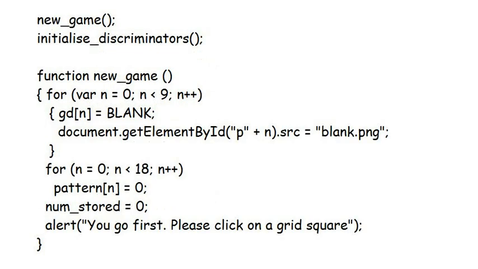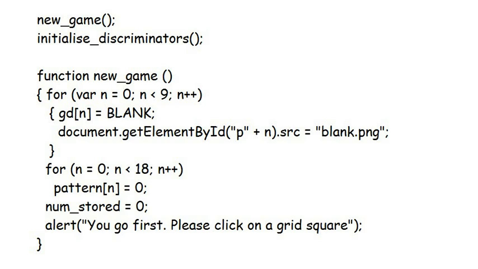The first things to do are to run functions newGame and initializeDiscriminators. newGame simply clears the game grid on the screen and the arrays GD and pattern. It also sets numStored to 0, thereby resetting those two lists as well. You might have noticed a global variable called winner a couple of screens ago, giving the identity of the winner, and that's not reset here. It doesn't have to be, as that variable is set or reset as needed in function checkWinner.